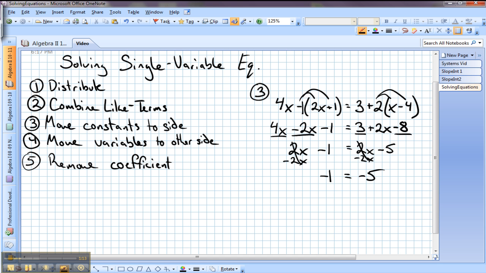This is a special case that happens sometimes when we are solving equations. Because our variables have canceled out and we are left with this statement, we will evaluate this as either true or false. This statement is false, and this is an indication that there is no solution. No matter what we substitute in for x, we would never have the same thing on both sides.